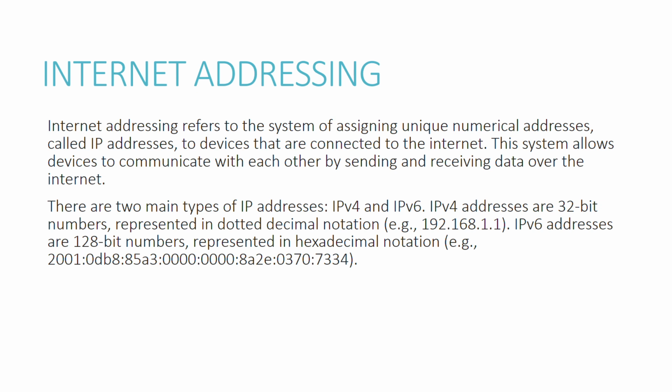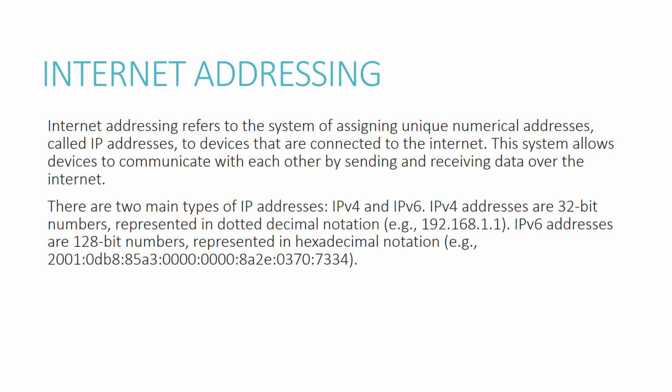So what is internet addressing? It basically refers to the system of assigning unique numerical addresses to devices that are connected to the internet. When you're connected to the internet, what the internet needs to know is what kind of information is being sent or received by your system. Hence your system is given a specific numerical address, so that the internet or the servers can access this data and know where it came from.